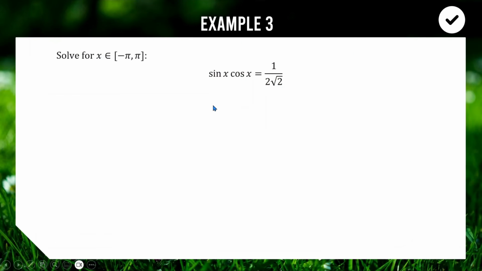Stepping up again. We have solving for x in the region of minus pi to pi. Our equation is sine x cos x is equal to 1 over 2 root 2. Okay, let's think about this. Personally, as a maths teacher and someone who's done a lot of extension maths, whenever I see sine x and cos x multiplying together, here's where my brain goes.